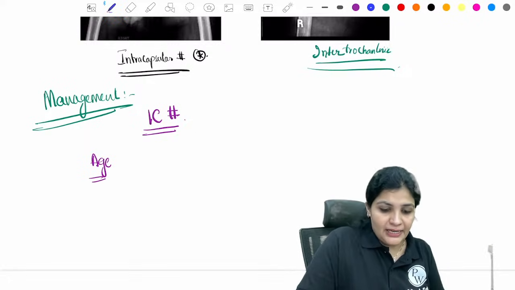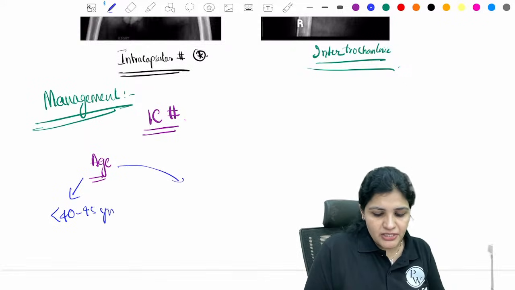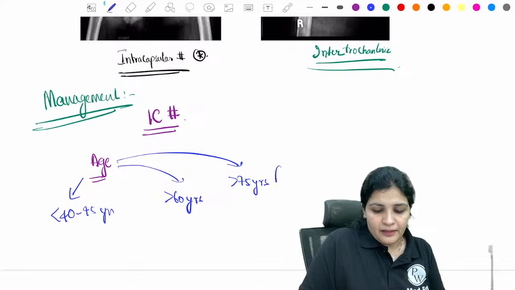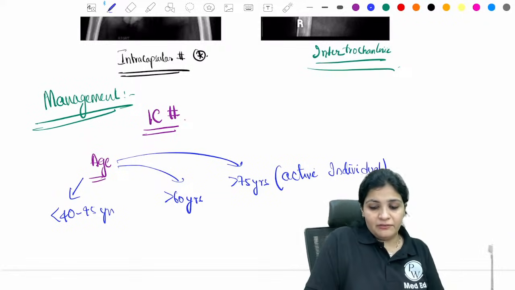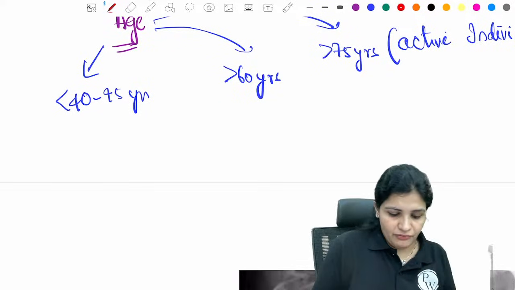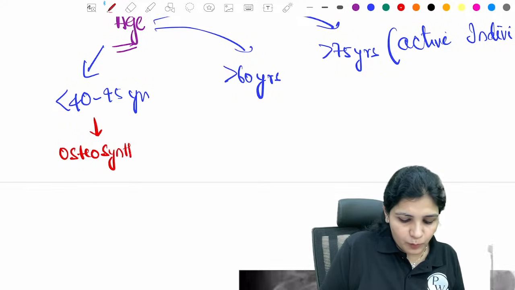If the patient age is less than somewhere around 40 to 45 years, or if the patient age is more than 60 years, or if the patient is more than 75 years, but he should be an active individual. That is how we divide the treatment. Whenever the patient is less than 40 to 45 years, we still try to preserve the head. We don't remove the head. That is called osteosynthesis.